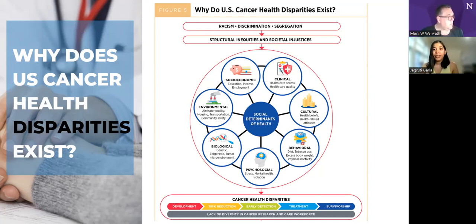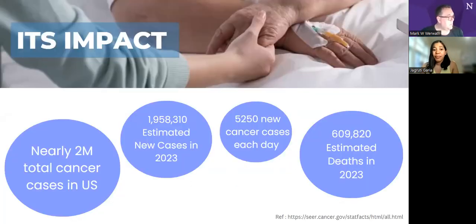We see that around 5,000 new cancer cases arrive each day, and we are seeing nearly 2 million cancer cases in the US as of now. Around 2 million new cases are estimated for 2023, and around 600,000 deaths are predicted this year. So it's impacting a lot of people, and a lot of people are facing this problem.